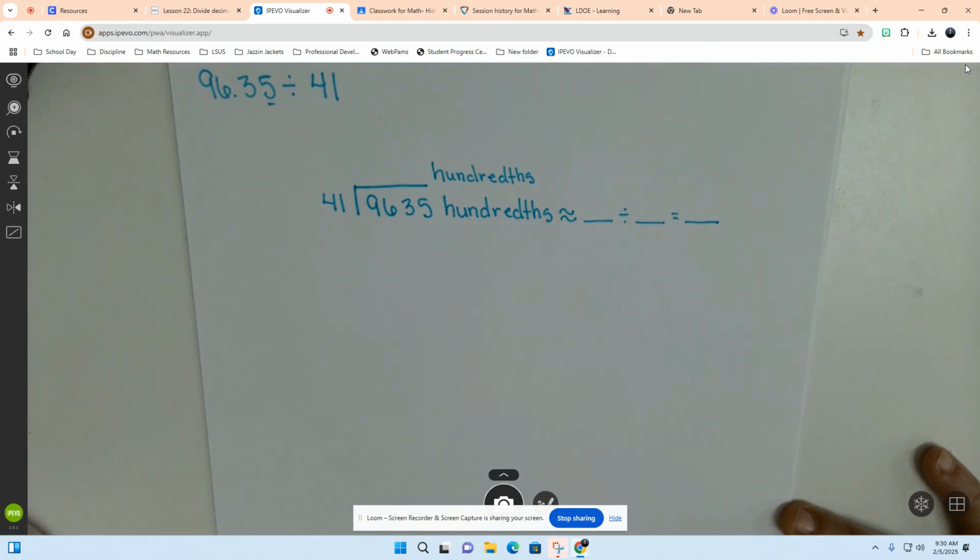When we estimate, which number do we want to look at first, the dividend or the divisor? The divisor, absolutely. So for 41, what would be a good estimate? 40 or 50? 40 is closer to 41 than to 50.